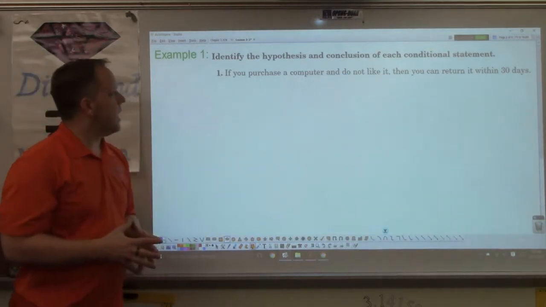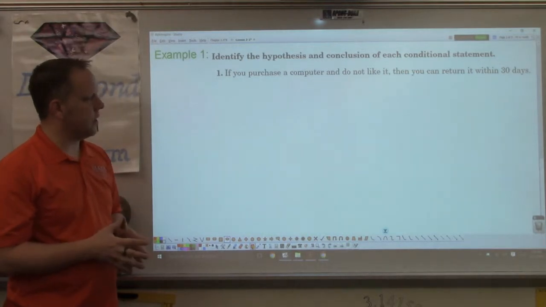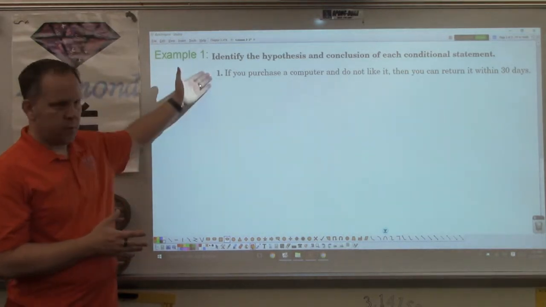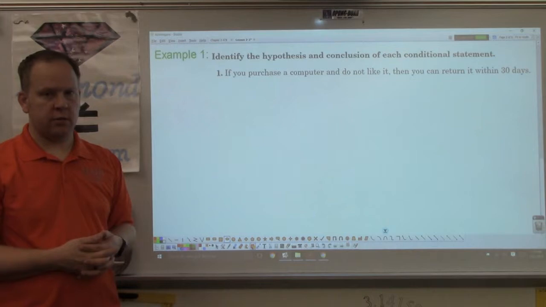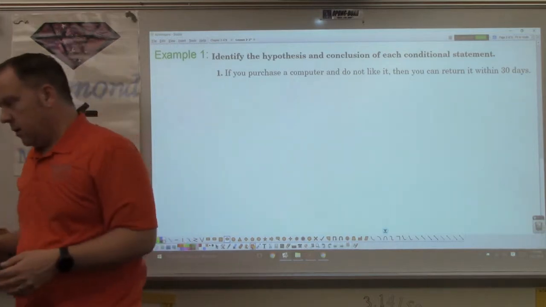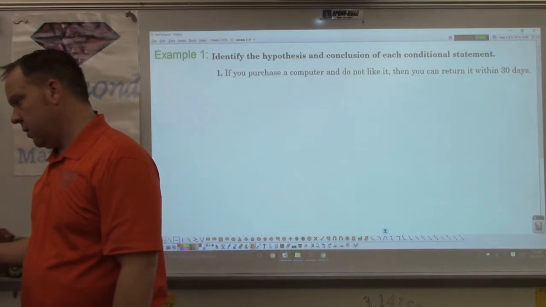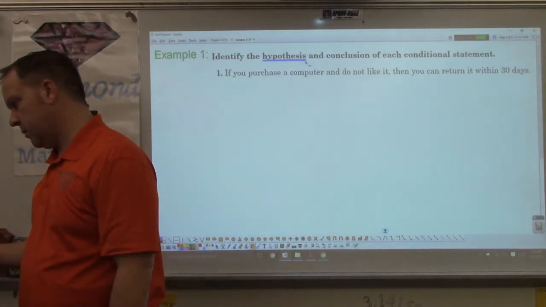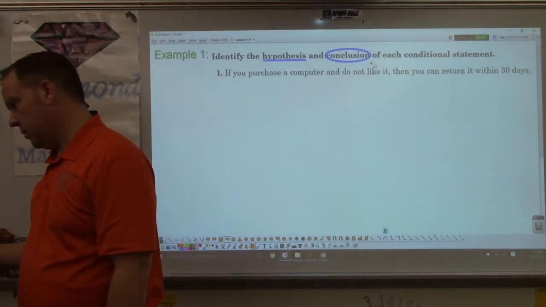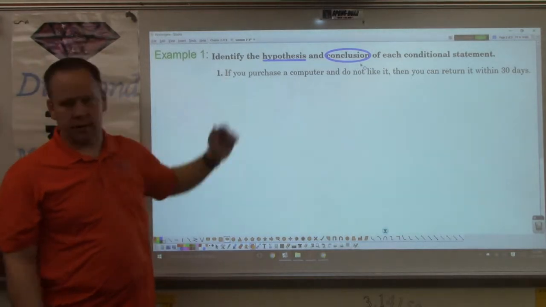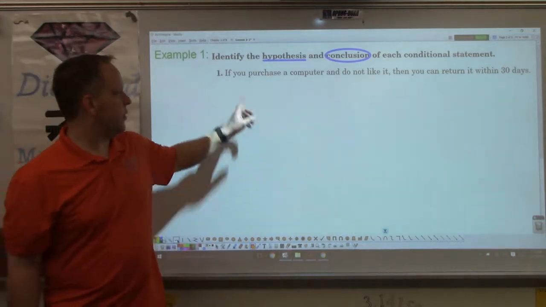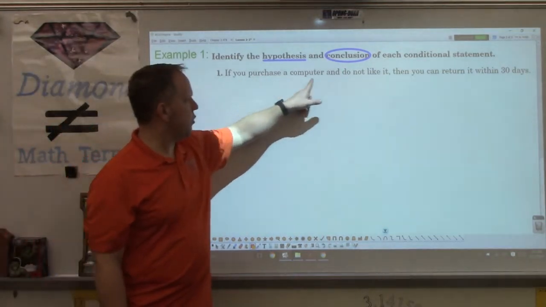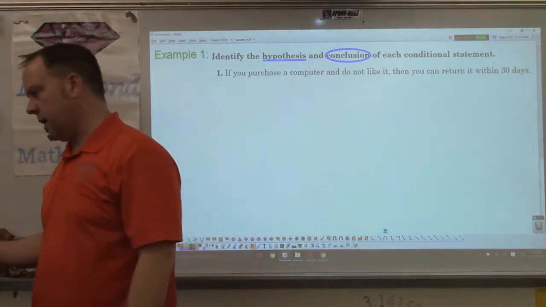Example 1. Identify the hypothesis and the conclusion of each conditional statement. I have one here. It says, if you purchase a computer and you do not like it, then you can return it within 30 days. So simply what I'm going to do is I'm going to underline my hypothesis, and I'm going to circle my conclusion. I'm going to do it right on my original sentence. Why rewrite it? It's already there. So my hypothesis, again, is all the parts after the if. So here's my if. You purchase a computer and do not like it. So underline that.